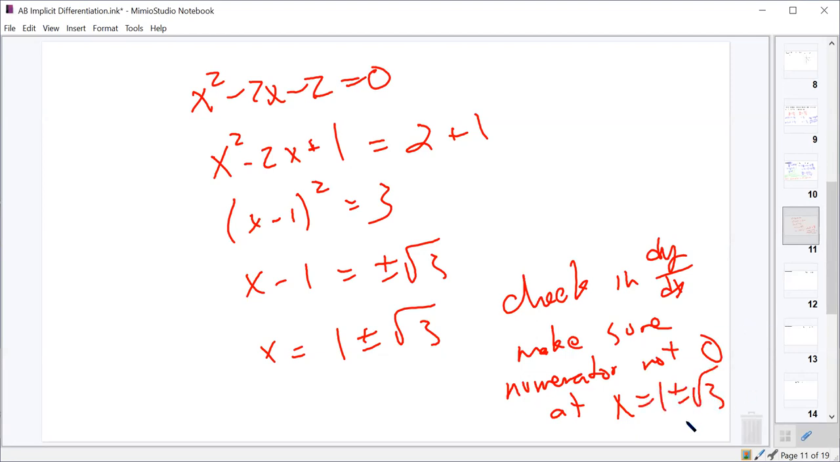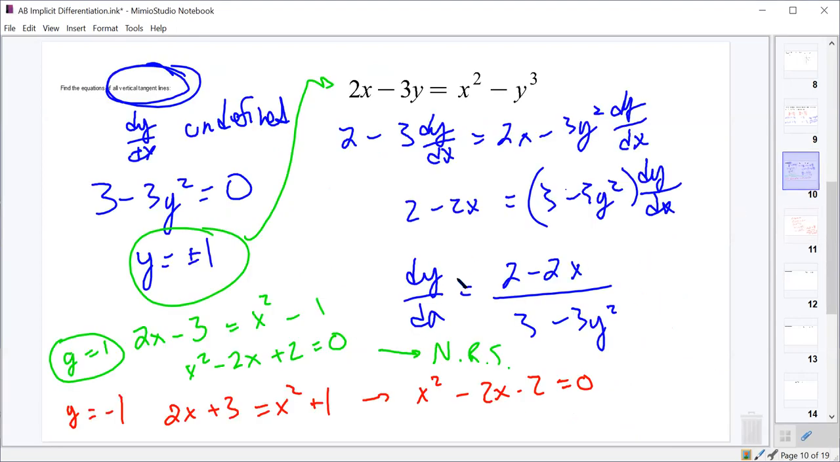Why do we need to do that? So the slope isn't indeterminate? Right, because then that would mean that the slope was indeterminate here rather than just undefined from the denominator equaling 0. At y equals 1, there were no x values that gave me that, so I didn't need to worry about anything there. But at y equals 1, x = 1 ± √3. And if I plug in 1 ± √3, is this numerator going to be 0? No. No, so we're good.